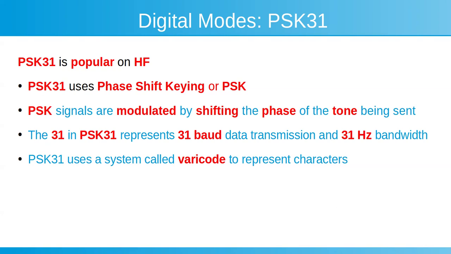Look at the bandwidth though, 31 hertz. How's that compared to CW, which we said was really narrow? CW is 150 hertz, PSK is 31 hertz, so it takes up very little space on the spectrum. That's even narrower than FT8, which is 50 hertz. One of the narrowest modes of communication.